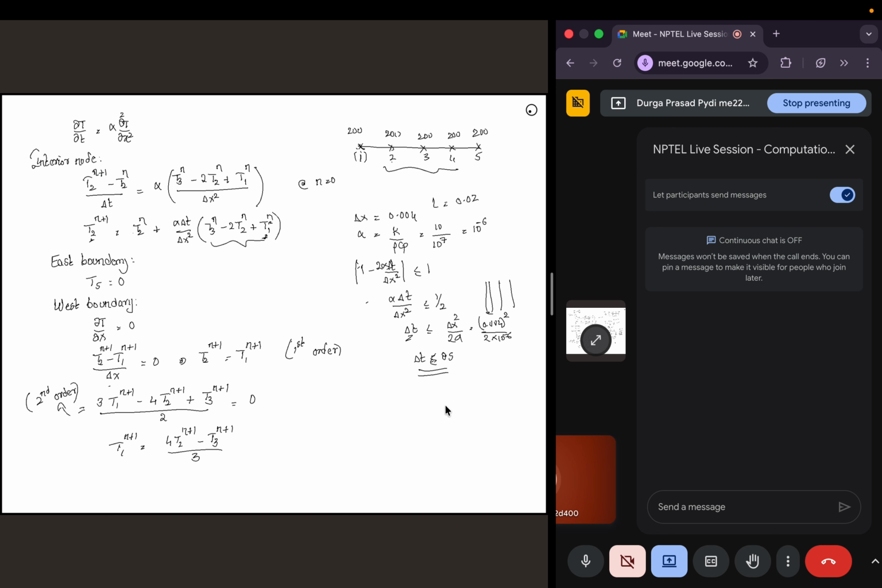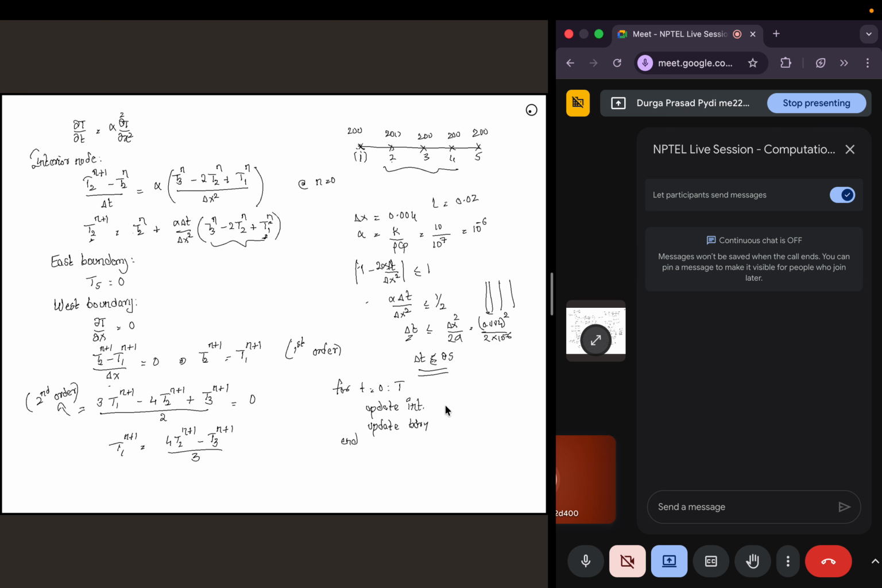So if I were to implement this as a code, I would have to store the initial temperature in an array first, and then update all the interior nodes for one time step. So I'll have to put a loop for all the time steps, from 0 to whatever time you want to integrate. First you update the interior nodes, and then you update the boundaries, and you keep repeating.